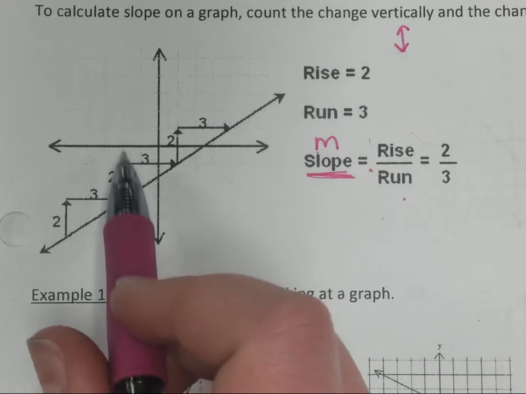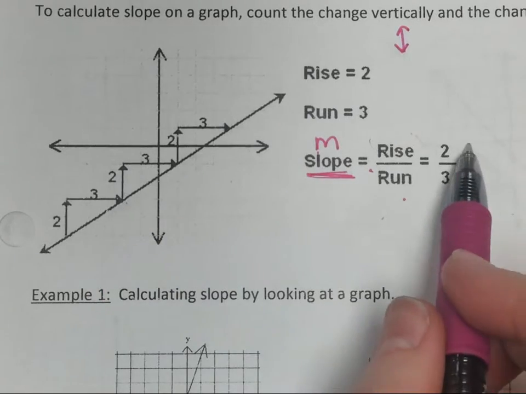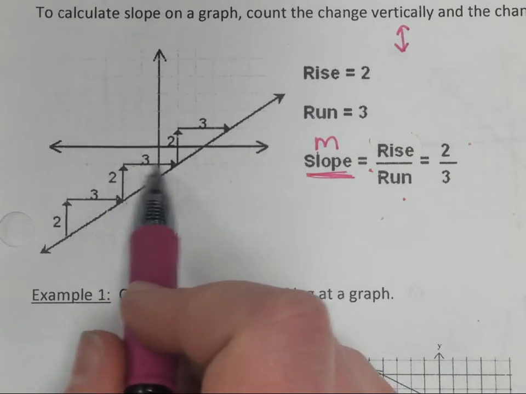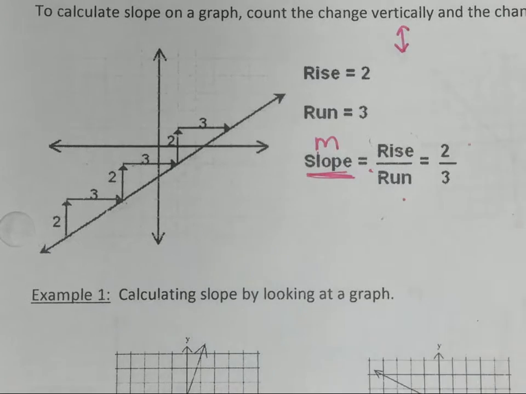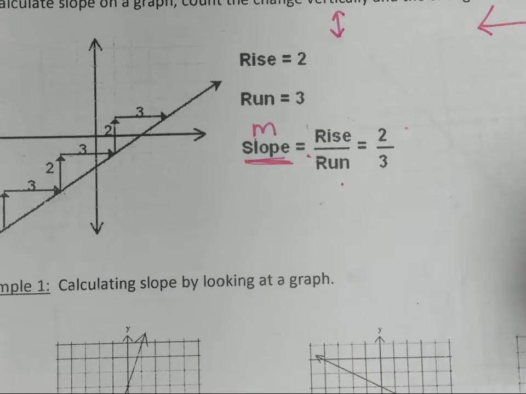Okay, so slope is going to be rise over run. So looking at this staircase, how many up is this staircase going? 2. That's our rise. And how many is it going over? 3. So that's our run. What do you notice about the answer for our slope? It's a fraction.